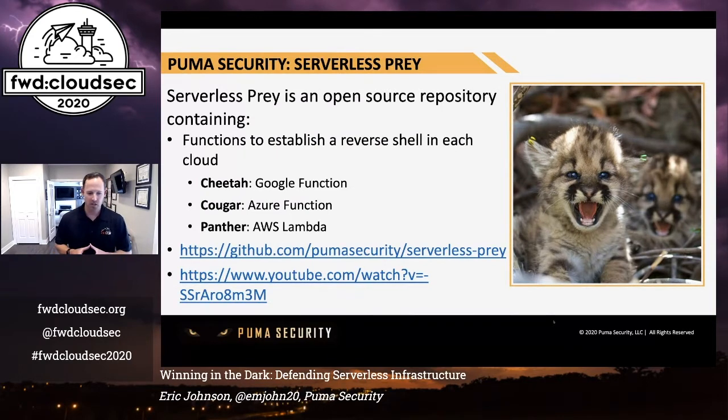an open source project in my Puma Security repository called Serverless Prey. The whole idea of this project is automated infrastructure. There's some Terraform code, some Serverless Framework code, and some YAML configs that allow you to launch a Google function, an Azure function, and an AWS function that are all vulnerable to command and control vulnerabilities. It's all out there in the GitHub link on the slide.